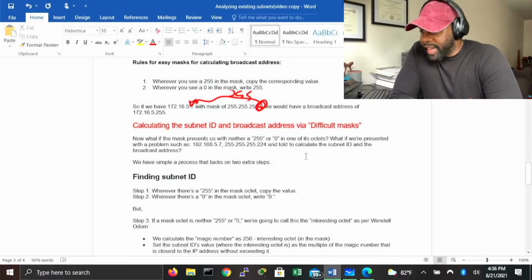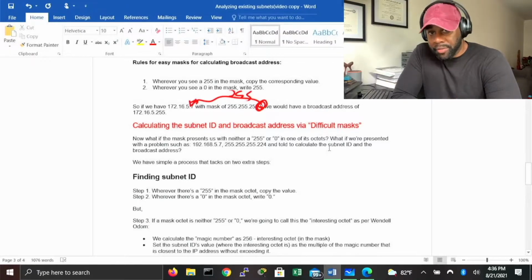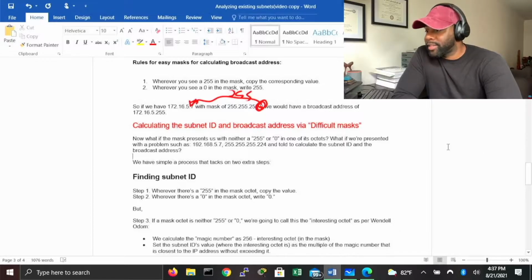What if the mask presents us with neither a 255 nor a 0? What are we gonna do then? If we're presented with a problem like this, what if we're presented with a mask that says 255.255.255.224 and told to calculate the subnet ID and the broadcast address? What are we gonna do? Well, I'm glad you guys asked.